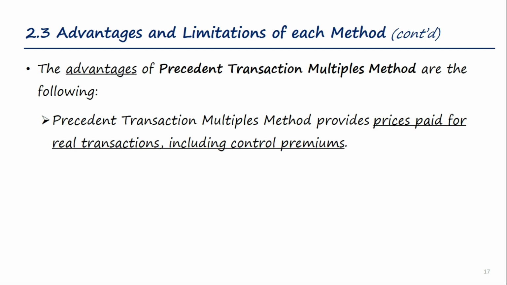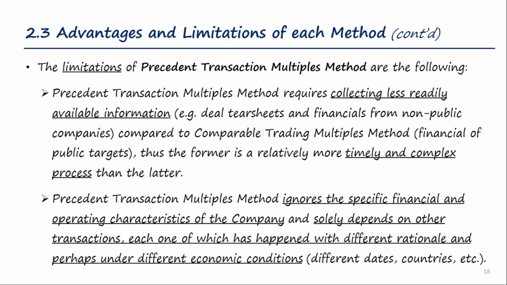Lastly, the precedent transaction multiples method has the benefit that it provides prices paid for real transactions, including acquisition premiums. Therefore, we don't need to take into account any control premiums. On the other hand, it requires collecting less readily available information, such as deal sheets and financials from non-public companies. This kind of information is way more difficult to collect than data required for the comparable trading multiples method. Also, it ignores the specific financial and operating characteristics of the company under valuation and solely depends on other transactions, which might not be indicative to our case.